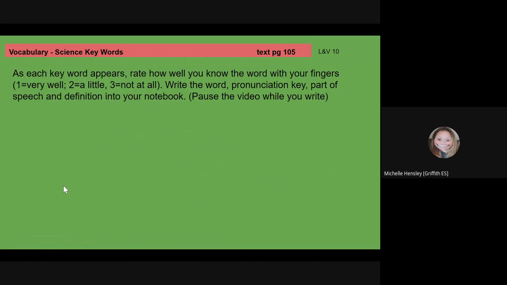All right, get those fingers ready. Our second word is ecosystem. How well do you know ecosystem? Do you know it very well? Could you tell me what an ecosystem is? Maybe you've heard it before or read it before, but you're not quite sure. Or you've never heard nor seen ecosystem before in your life. Go ahead and write ecosystem down in your notebook, and put a little 1, 2, or 3 next to it to say how well you know it right now.